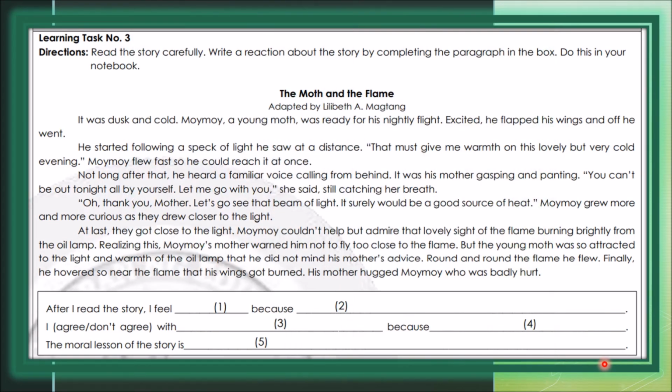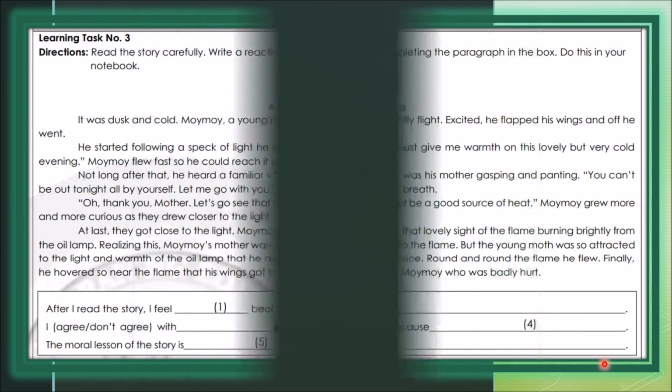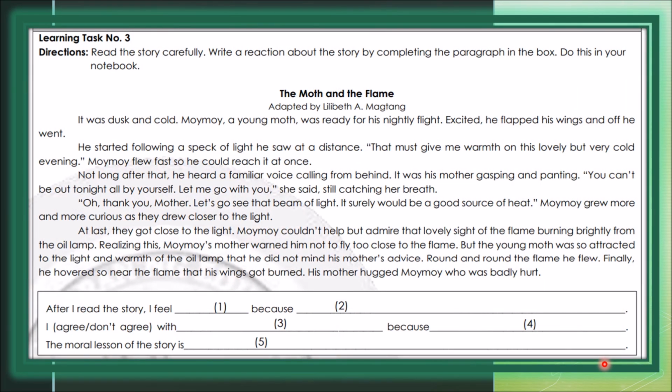Next. Children, those are the sample answers that you're going to answer there. We have our own opinion. May kanya-kanya tayong opinion. Ano ang mga kasagutan nyo? Pwede nyo sagutan yon. Depende sa pag-intindi nyo. Pagkakaintindi nyo, ha? Good. For learning task number 3.